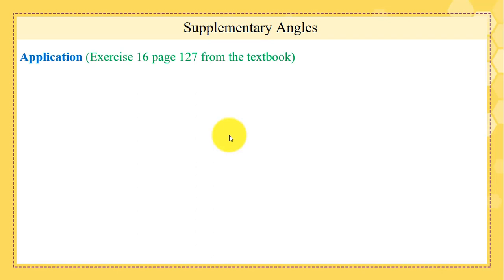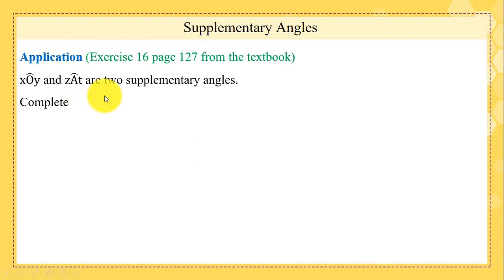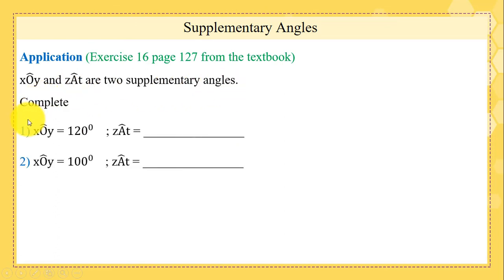Application exercise 16, page 127 from the textbook. XOY and ZAT are two supplementary angles. Complete part 1, 2, 3. Please pause the video and try to solve it alone.